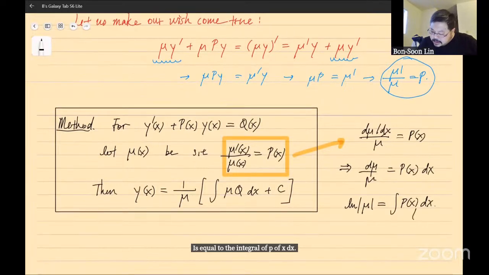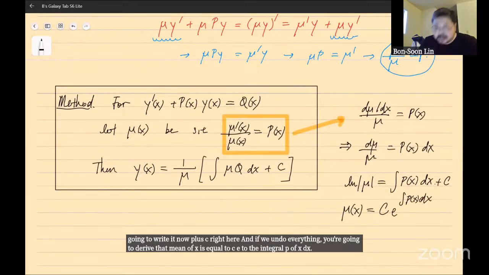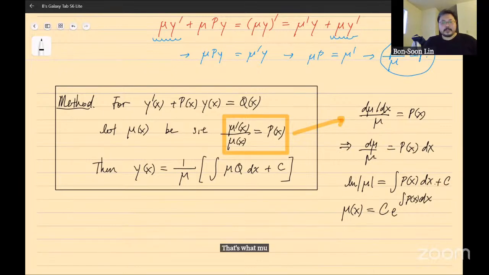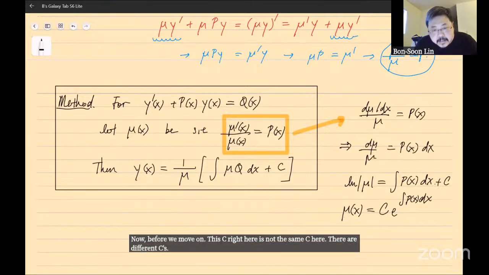There is a constant of integration, so I'm going to write it out plus c right here. And if we undo everything, you're going to derive that mu of x is equal to c e to the integral p of x dx. That's what mu is. Now, before we move on, this c right here is not the same c here. There are different c's.